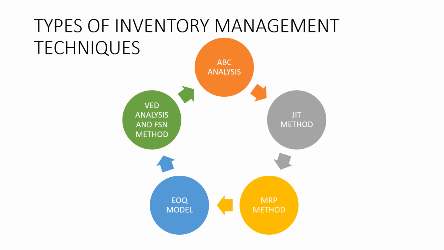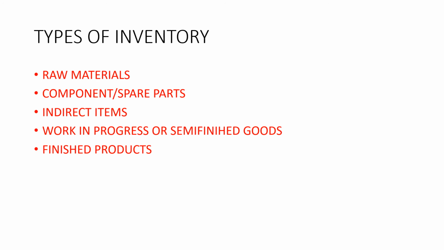Types of inventory techniques: ABC analysis, JIT method, just-in-time method, MRP method, EOQ model, VED analysis, and FSN analysis, that is, fast, slow and non-moving method. Types of inventory. What are the types of inventory? First comes the raw material.